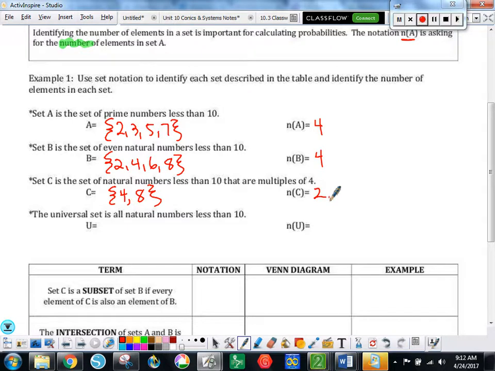The universal set is all natural numbers less than 10. So in this set, it would be 1, 2, 3, 4, 5, up to 9. So each of these sets, A, B, C, are a subset of the universal set, because each one of those is a member of the bigger set. The 4 and the 8 are both in here. The 2, 4, 6, 8 are all in here, and so on.